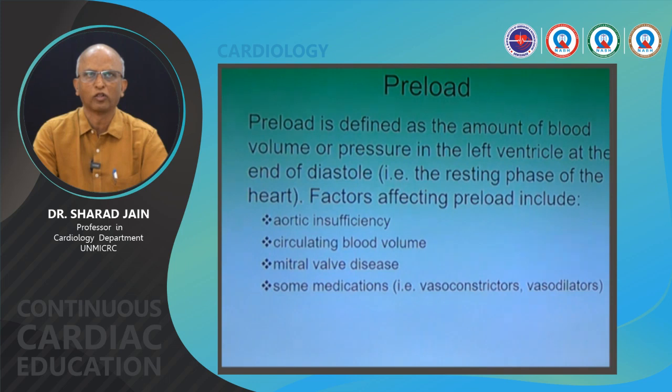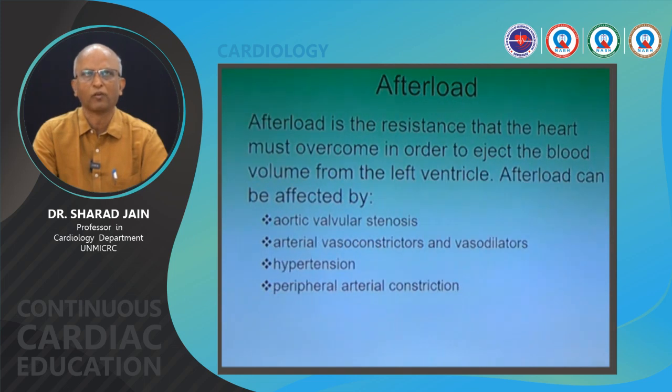Coming to the term preload. What is preload? Preload is defined as the amount of blood volume or pressure in the left ventricle at the end of diastole, that is the resting phase of the heart. Factors which affect preload include aortic insufficiency; if there is aortic insufficiency, the preload will increase. If the circulating blood volume is more, then the preload will increase. Mitral valve disease, especially mitral stenosis, will decrease the preload, and some medications like vasoconstrictors will increase the preload, while vasodilators will decrease the preload.